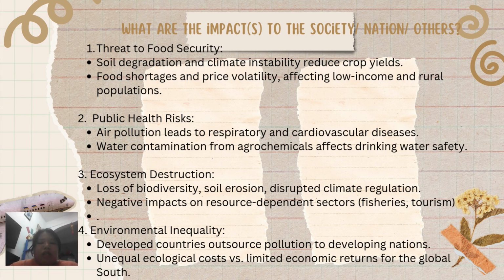What are the impacts on society? First, threat to food security. Soil degradation and climate instability reduce crop yields. Food shortage and price volatility affect low-income and rural populations. Second, public health risks. Air pollution leads to respiratory and cardiovascular diseases. Water contamination from agrochemicals affects drinking water safety. Third, ecosystem destruction: loss of biodiversity, soil erosion, disrupted climate regulation, and negative impact on resource-dependent sectors, for example fishing and tourism.